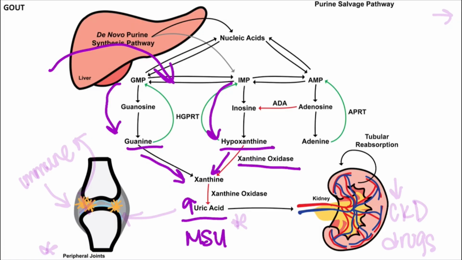And these can deposit throughout the body. But these crystals generally deposit in distal joints first. And this is thought to be because the peripheral joints are cooler, promoting crystal precipitation. These crystals can trigger an immune response, leading to an inflammatory process resulting in a red, warm, swollen, painful joint.